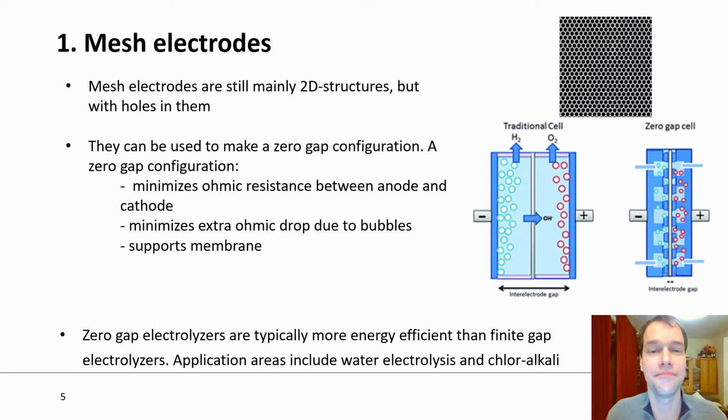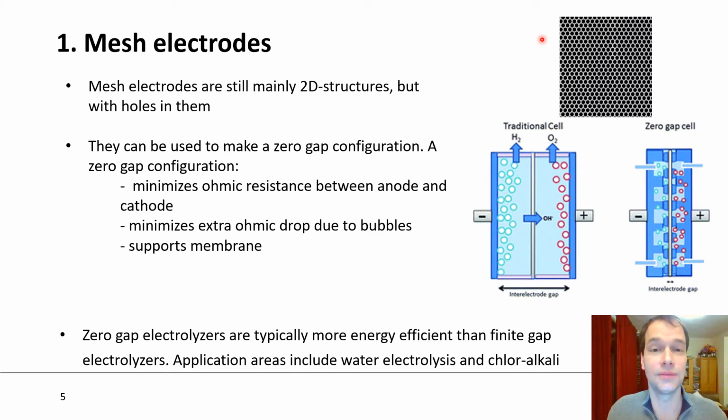Let's start with the mesh electrodes. Mesh electrodes are basically still mainly 2D, but the difference is that they have holes. You can see an example here of a perforated plate electrode, and you see all these black spots are basically the holes, and the gray stuff is still the metal structure. So there's a lot of open space. Now, why are these electrodes interesting? The main reason is that you can use them to make a so-called zero gap configuration.